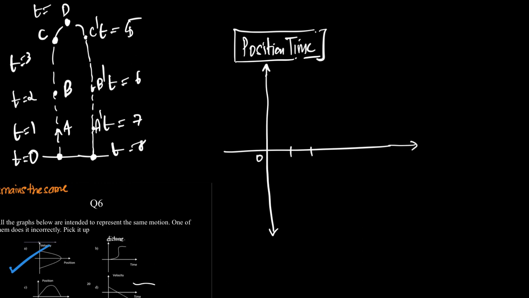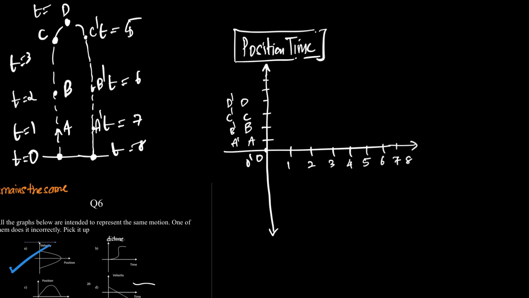So what are the time coordinates? We are taking it as 1, 2, 3, 4, 5, 6, 7 and 8. And positions, we are taking it as A, B, C and D, and then A overlaps with A dash, B dash, C dash and D dash, and of course O. O and O dash will overlap.